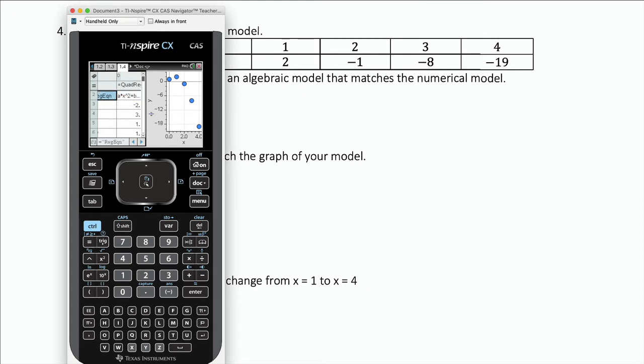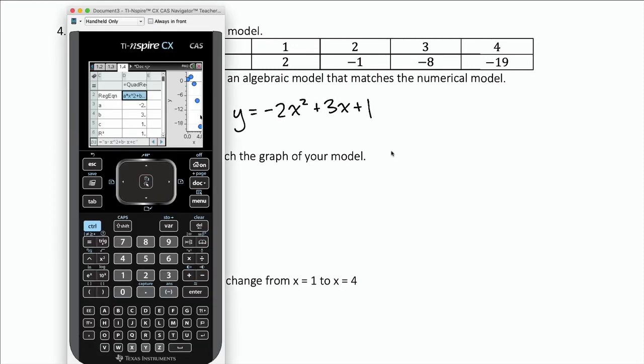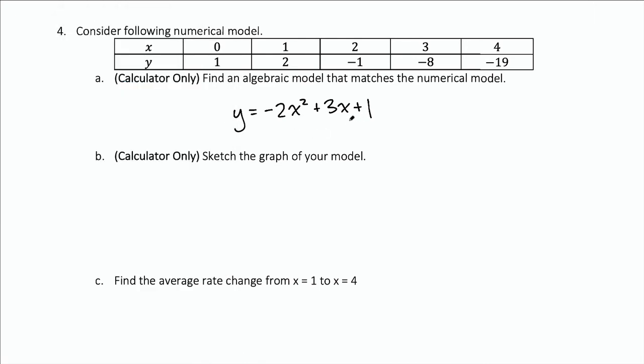Sorry, it's kind of small, kind of hard to see. The equation here is, of course, ax squared plus bx plus c, and then it tells us a, b, and c: -2, 3, and 1. So -2, 3, and 1 for a, b, and c. That means that we have y equals -2x squared plus 3x plus 1, with those coefficients there. So there's my algebraic model.